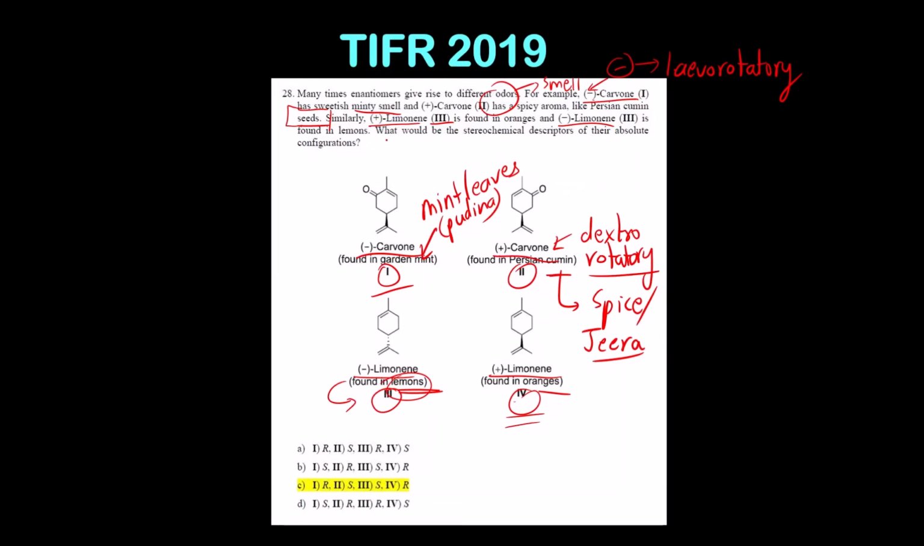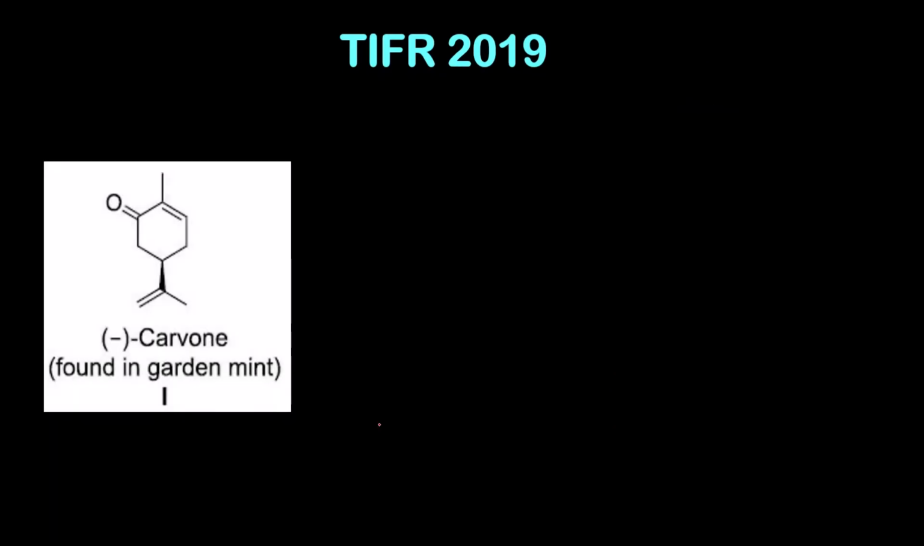So the question is, what will be the stereochemical descriptors of their absolute configuration? What we have to do is, in all these four molecules, first find out the chiral carbon, and then find out the stereochemical descriptor, meaning we have to assign RS nomenclature to that chiral carbon. Now let us see one by one all the molecules.